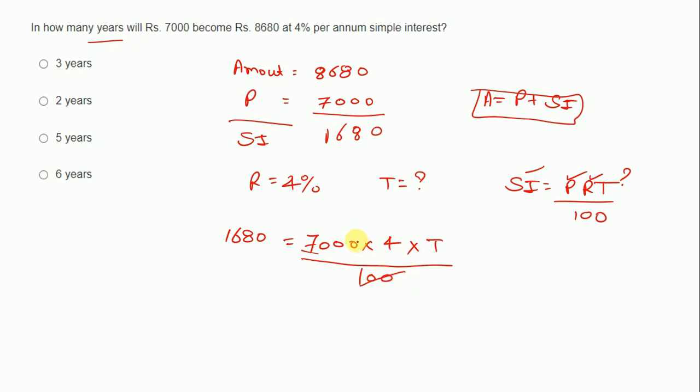Now these zeros will be cancelled. Now we are dividing 1680 by 4. 4 into 4 is 16, and 20 into 4 will be 80, so 420 will be there. Now we have to divide this by 70. 0 will be cancelled, and 7 into 6 will be 42, so 6 will remain. So time is equal to 6. So option D, 6 years, is the correct answer.